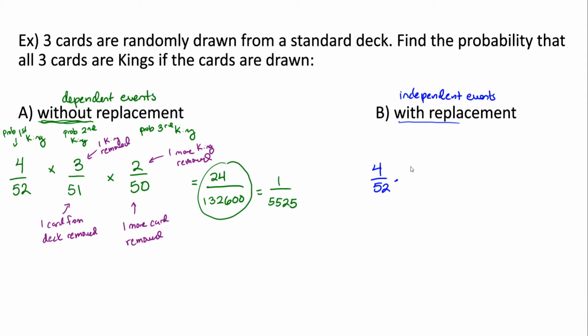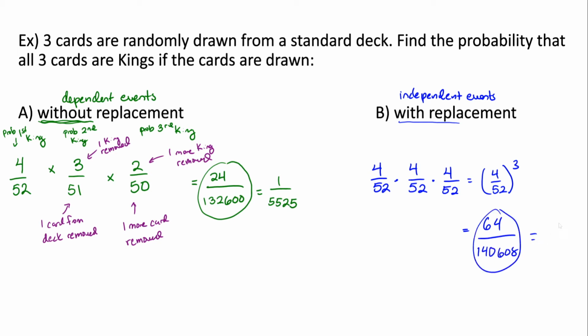We draw a card a second time. The probability of getting a king the second time is still going to be 4 out of 52 because we put the card back. So we put the first card we took out back, so we still have all 4 kings in the deck, and we still have all 52 cards in the deck. Same thing for the third card. Because we put the card back again after the second draw, we still have all 4 kings, still have all 52 cards in the deck. This is equal to 4 out of 52 to the third power, which is 64 out of 140,608, which we could also reduce to 1 out of 2,197.